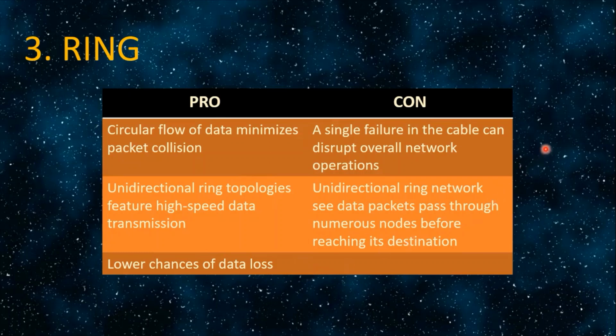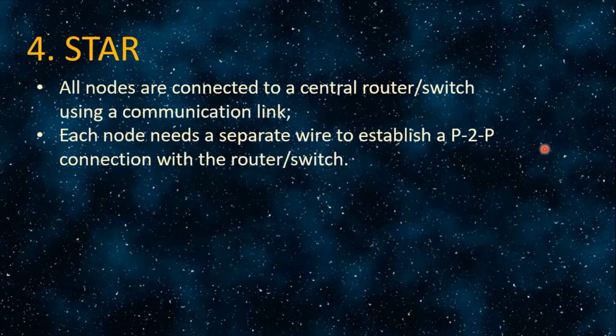The cons are that if you have a single failure in the cable, it can disrupt overall network operations, and in unidirectional ring networks, you see data packets pass through numerous nodes before reaching their destination.